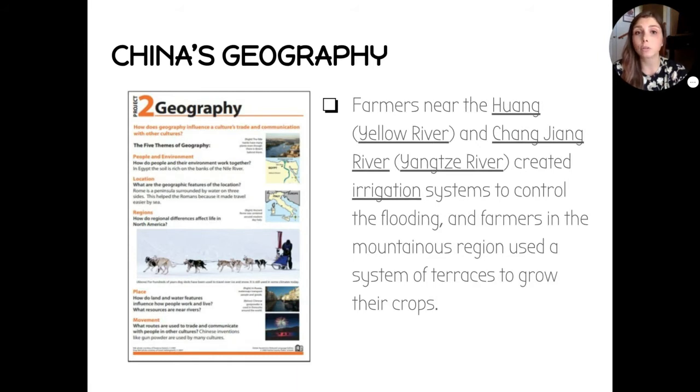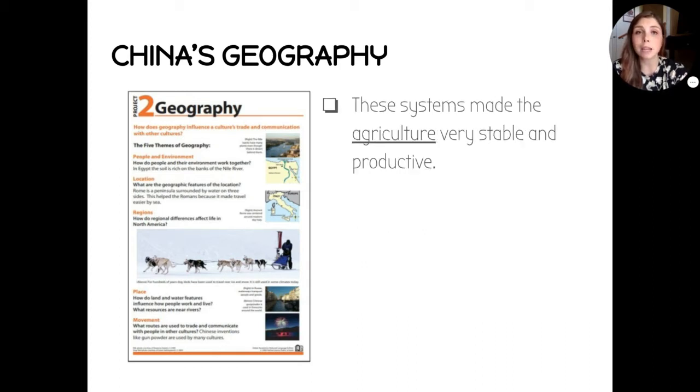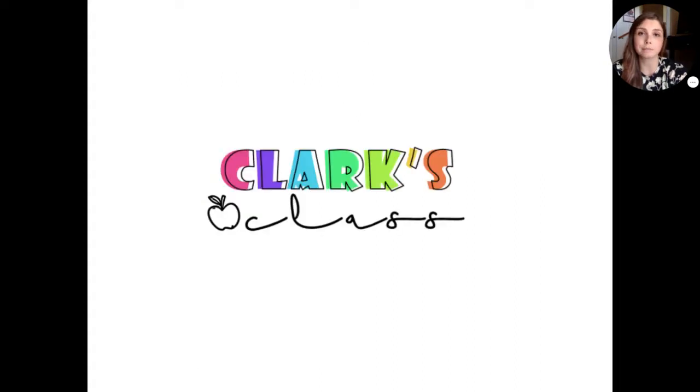Farmers near the Huang River Valley and the Changjiang River, or the Yangtze River, created irrigation systems to control the flooding of these rivers, and farmers in the mountainous regions used a system of terraces to grow their crops. So these people were able to adapt to their environment depending on where they settled in China to help produce plants and crops to help their life. The systems made agriculture very stable and productive, which is a main reason why people were able to settle in this area and thrive. So that's our lesson on China's geography.